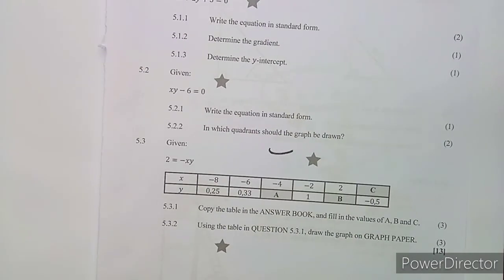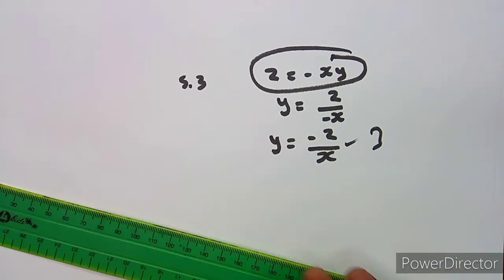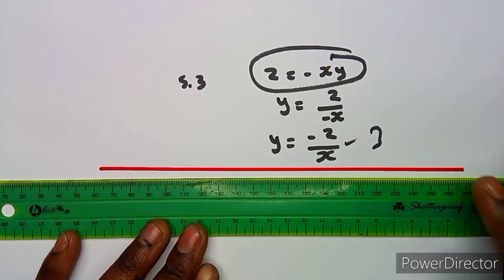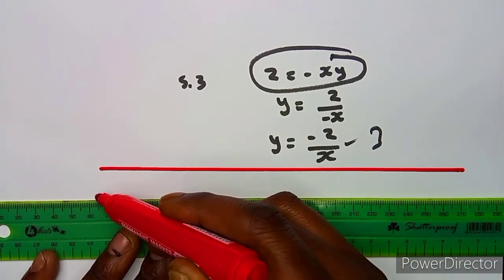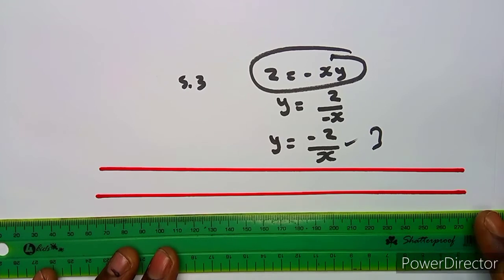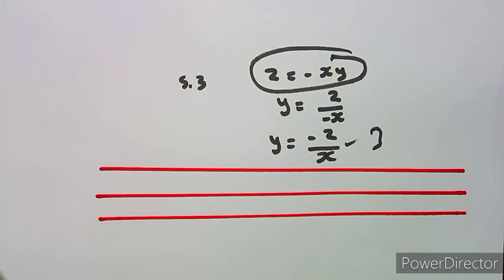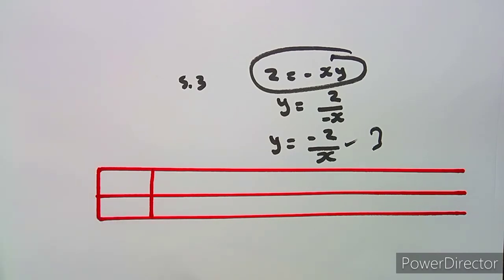Okay, but here we are asked to copy, so as an instruction we've got nothing to do but redraw. We are not asked to just calculate the values of a, b, and c. No, we are asked to duplicate, to copy, and complete. So it's not just about copying, it's about copying and completing.